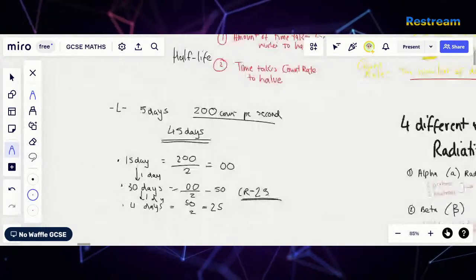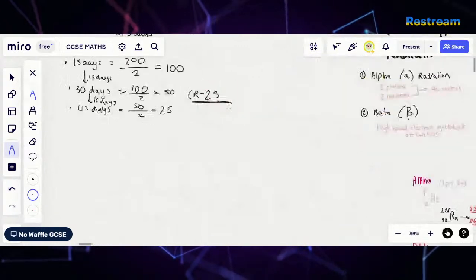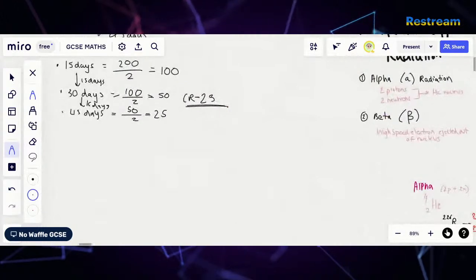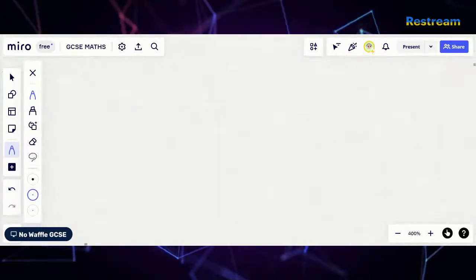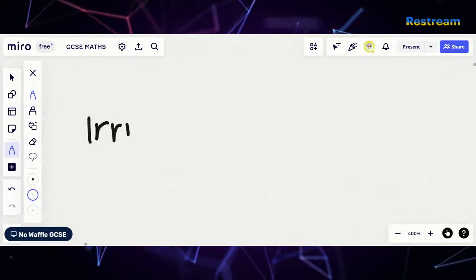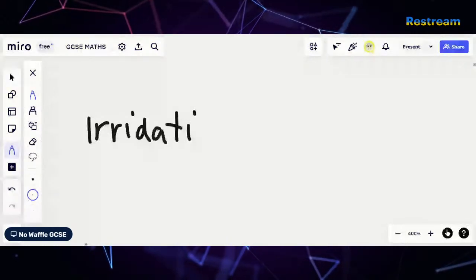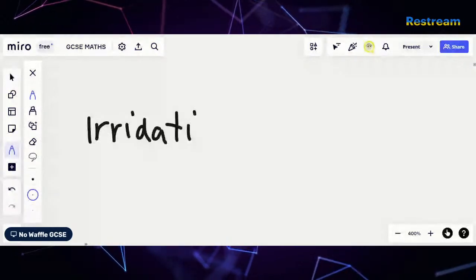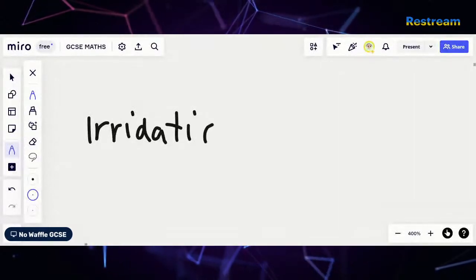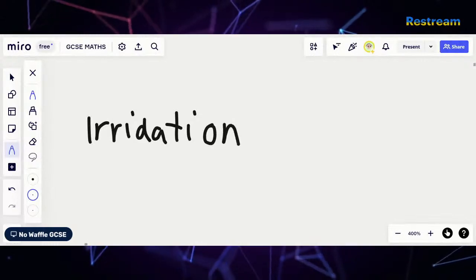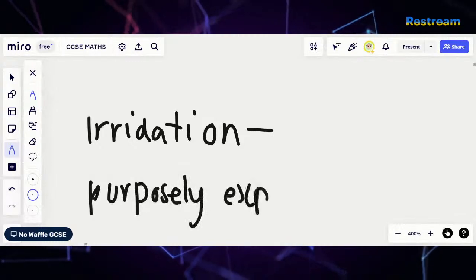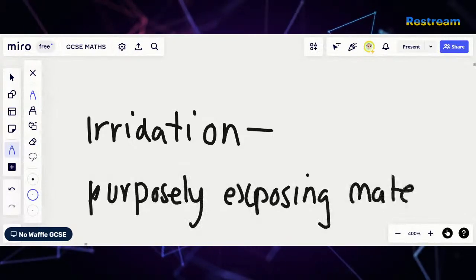Okay, finally, of this topic, we're going to look at irradiation and contamination, and then we'll move on to fission and fusion in a second. So irradiation is when you expose an object to nuclear radiation purposely. So purposely exposing a material to nuclear radiation.